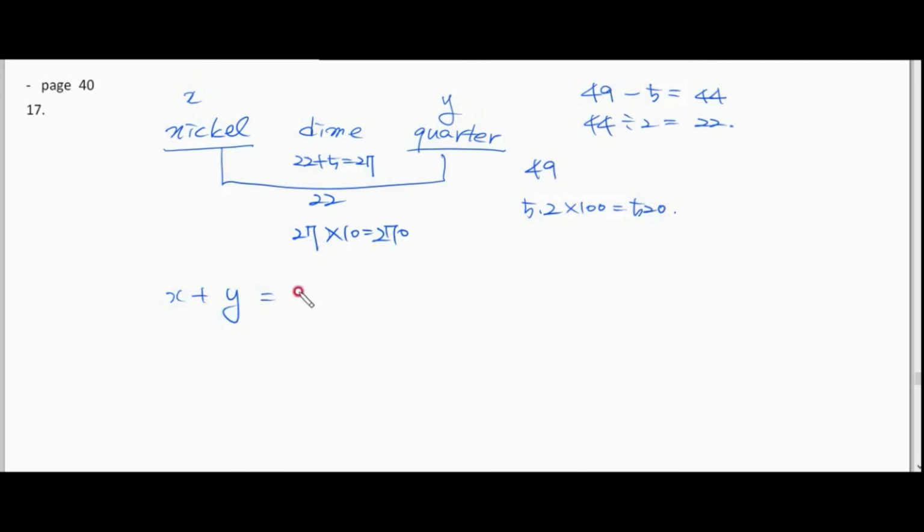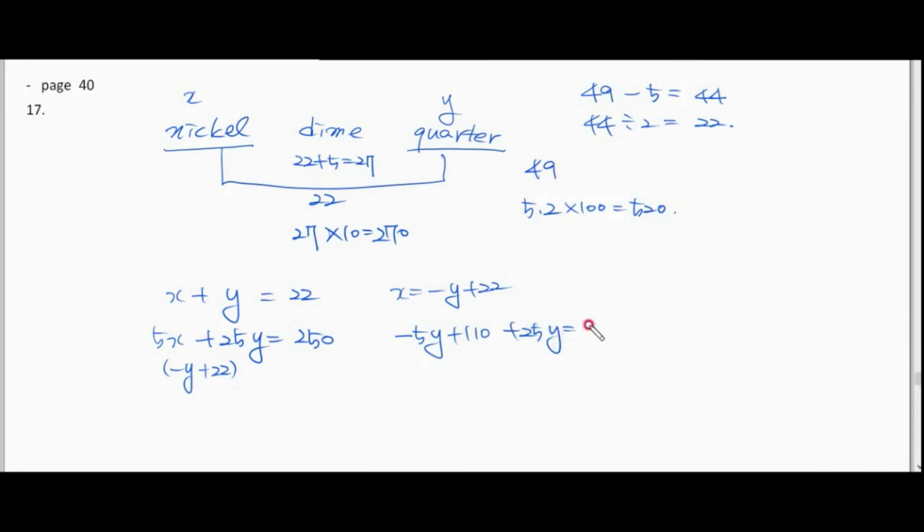So x plus y equals 22, and then 5x plus 25y equals 520 minus 270, which is 250. So let's modify the first one. Then x equals negative y plus 22. So right here, if we write it out, negative 5y plus 110 plus 25y equals 250. Then 20y equals 140, so y equals 7. If y equals 7, and there are 22 in total, there will be 15 x.